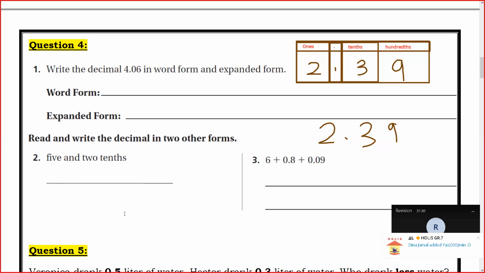Teacher, is the number 932? No. This is a decimal number. How can you read the decimal number? It's wrong. 239.